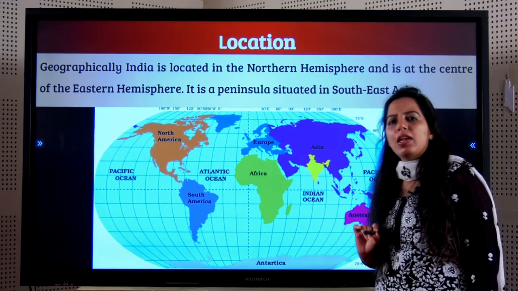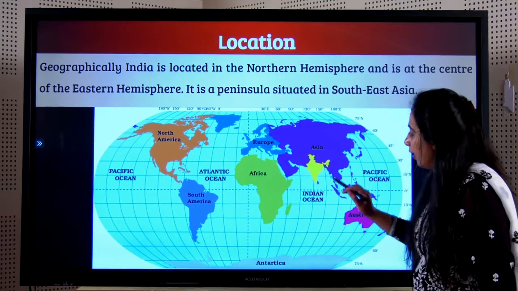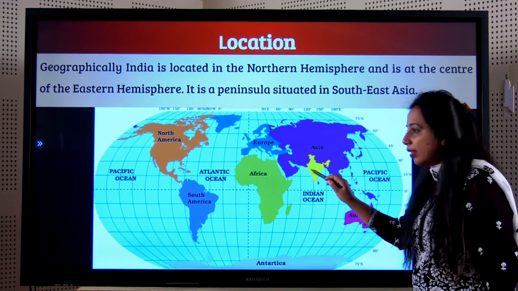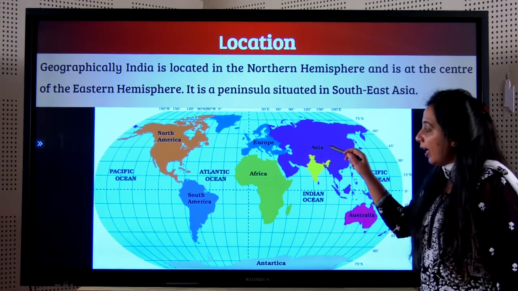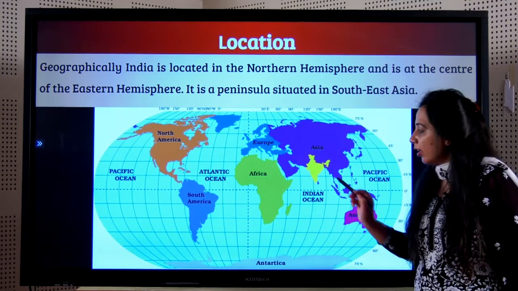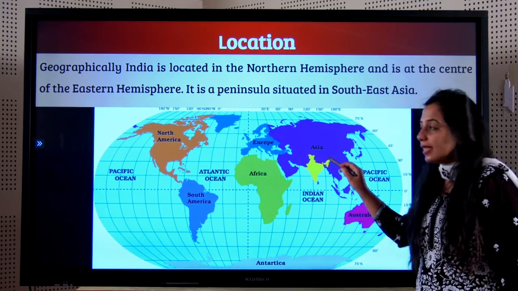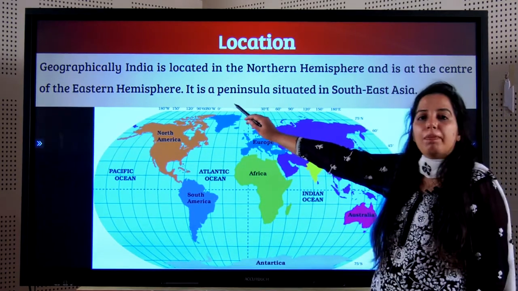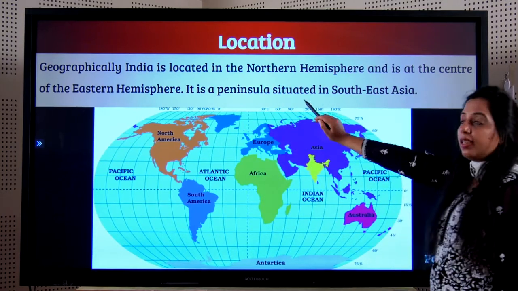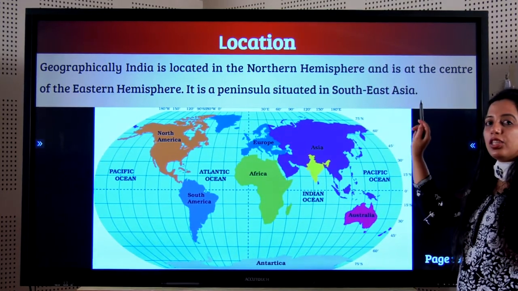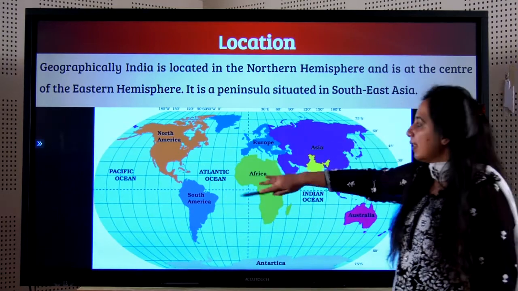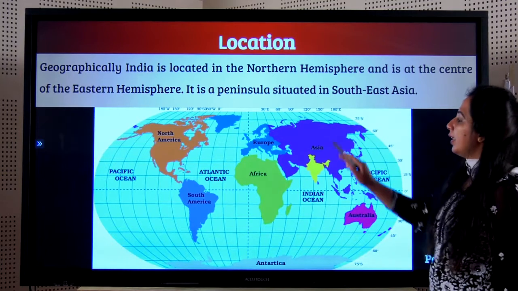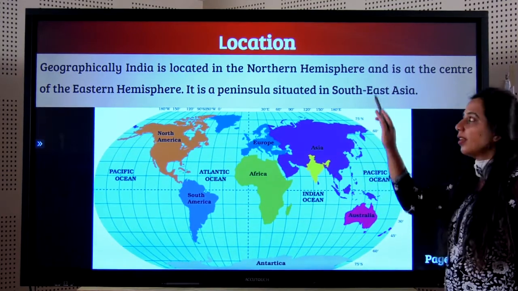It is a peninsula. What is the meaning of peninsula? Peninsula is a mass of land which is surrounded on three sides with water and on one side with land. So, India has water on three sides and the land of Asia on its north. Hence, it is called a peninsula. Where is it situated? In Southeast Asia. So, what did we learn? India is in the northern hemisphere, eastern hemisphere, and is situated in the Southeast Asia.